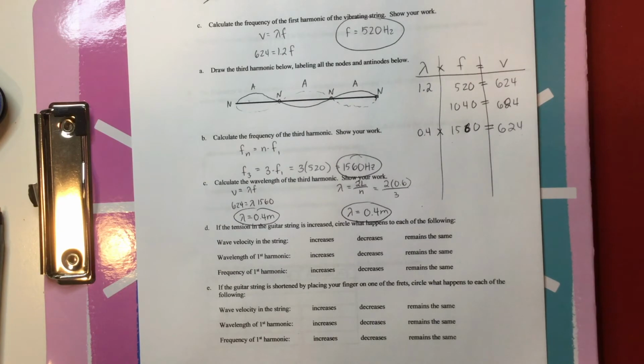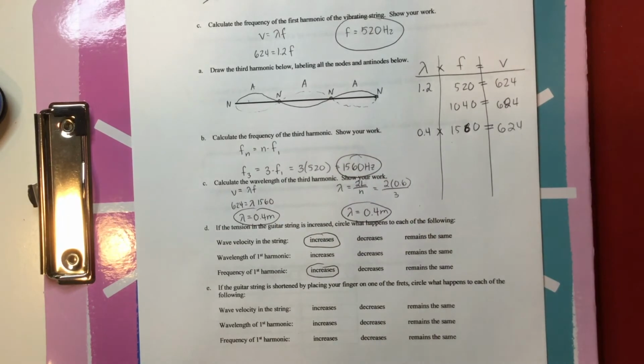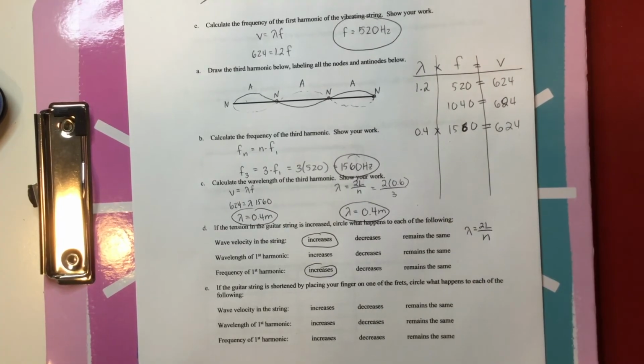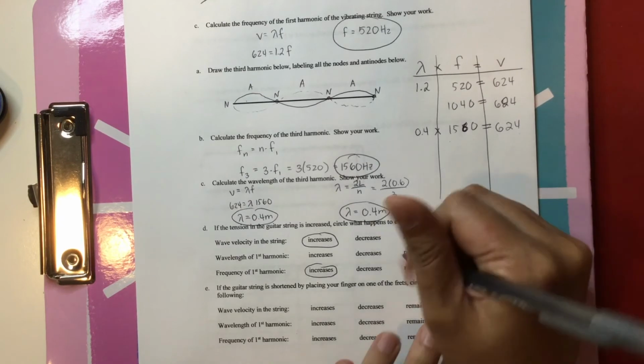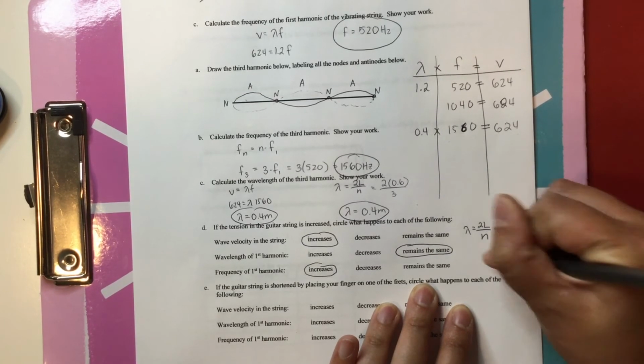If the tension in a guitar string is increased, what that actually changes is a property of the medium. Listen to this. By increasing the wave speed in the medium, I increase the frequency. But what I don't change is the wavelength. The speed increases, so the frequency increases, but the wavelength depends on the length of the string. Remember, wavelength is 2L over N. Since wavelength is 2L over N, the wavelength of the first harmonic remains the same. It would still be 2 times 0.6 over 1, or 1.2 meters.